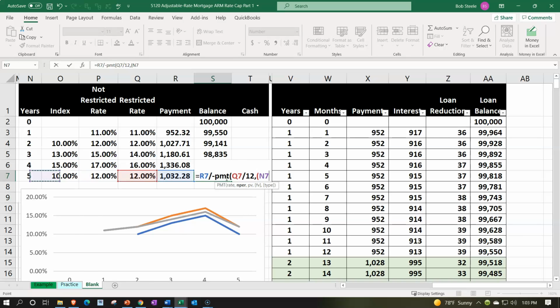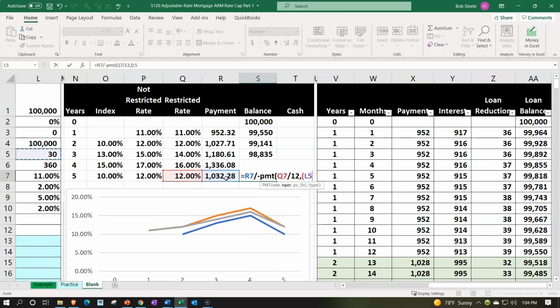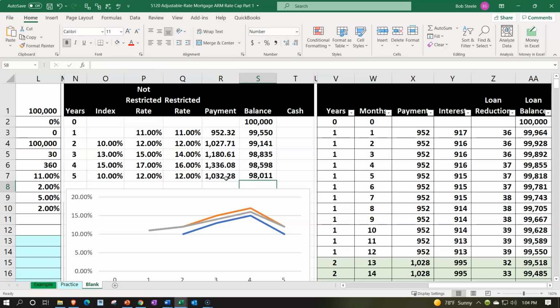We want the years, which are going to be on the left-hand side, 30. That's outside of our table, so we need to make it absolute. F4 on the keyboard, $ sign before the L and the 5, minus then the 5 on the left-hand side, closing that up, and then multiplying times 12 to get the months, comma, and then the present value 1, close up the brackets, and enter. We got the 9811.